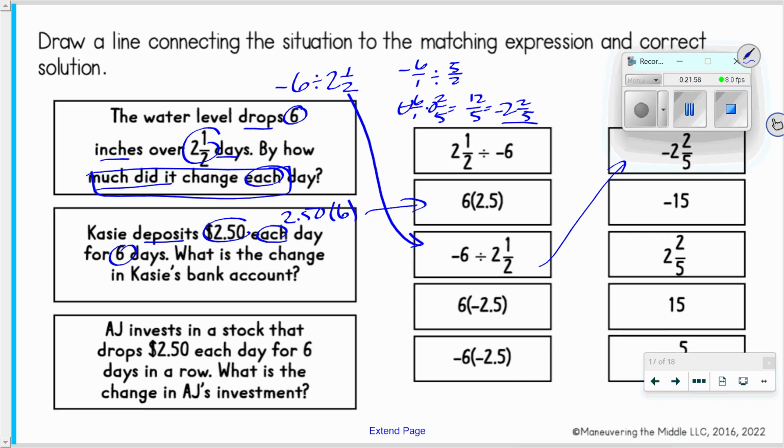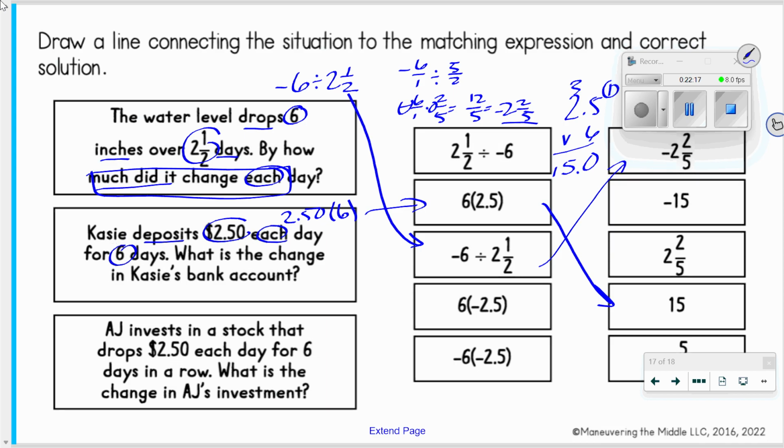Okay, the last problem over here. So 6 times 2 and 5 tenths. So if we just do that math, 2 and 5 tenths times 6, I've got 1 decimal. 30, 15, so that's going to equal 15. So from here, we're going to come down to this one.